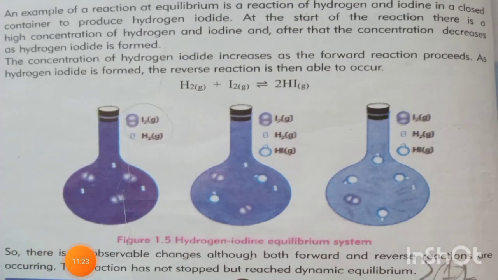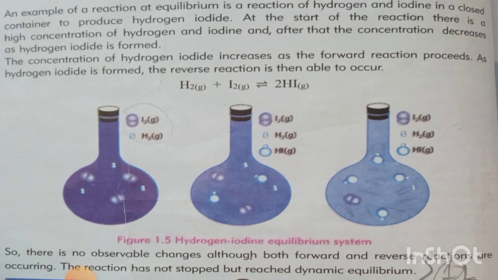Okay, now let's move towards the next page of your book. On this page they want to share an example. An example of a reaction at equilibrium is a reaction of hydrogen and iodine. Here they are talking about the reaction of hydrogen and iodine in a closed container.